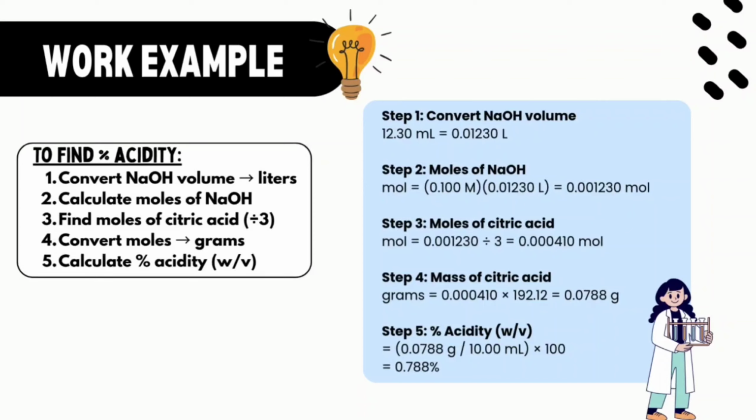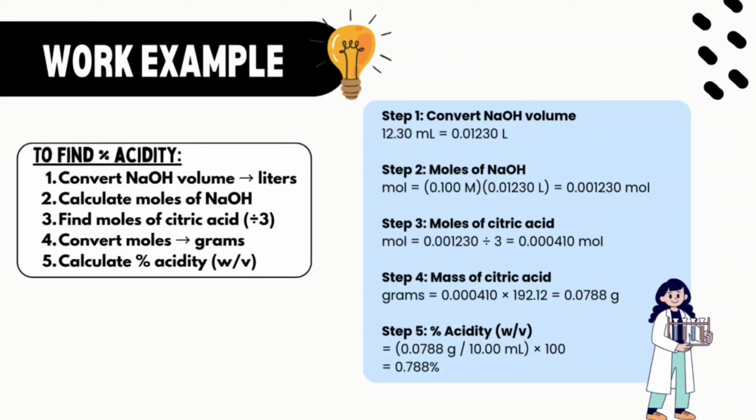Step 2. Calculate moles of NaOH. The moles of NaOH are calculated using the molarity and the volume used in the titration, n equals MV. The molarity of NaOH is 0.1 mole per liter, so we just substitute into the equation. Moles NaOH equals 0.1 mole per liter multiplied by 0.0123 liter, and we got 0.00123 mole. Step 3. Calculate moles of citric acid. Using the 1:3 stoichiometric ratio from the balanced equation, 1 mole citric acid per 3 moles of NaOH, moles of citric acid equals 0.00123 mole divided by 3, so we got 0.00041 mole.